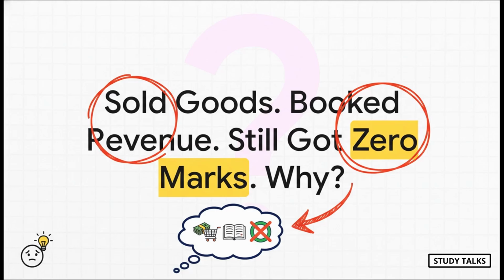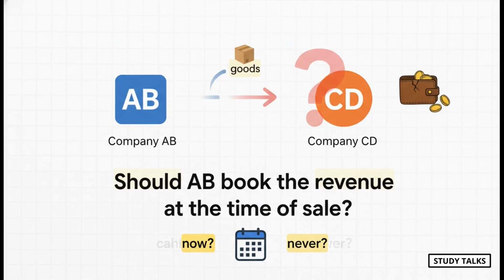You see a question about a sale, you book the revenue, you feel great about it, you move on, confident you've got full marks. But then the results come out and a big fat 0 for that question. What on earth went wrong? Well, that's exactly what we're here to figure out, and I promise by the end of this, it will never happen to you. So let's look at a classic exam problem.